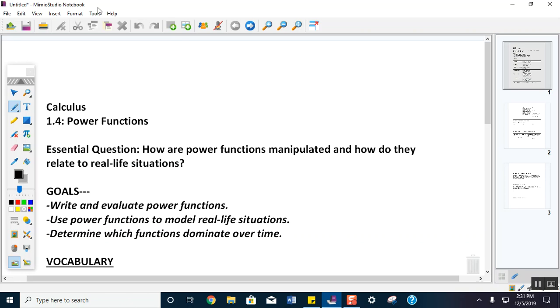Function number 1, maybe y equals 2 to the x. Function number 2, y equals x to the second. Okay, which function is my exponential function? Y equals 2 to the x, okay? Because the exponent is a variable.